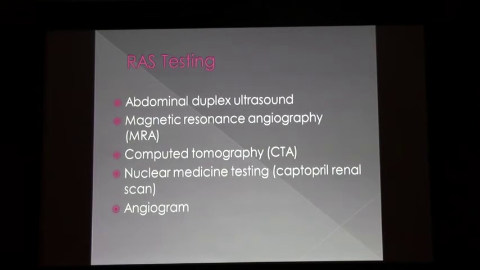Ways of testing for a renal artery stenosis: abdominal duplex ultrasound, MRA, CTA. There is a nuclear medicine scan that they're able to do, and also an angiogram. I will happily tell you that I've not done a captopril scan since I came to this place in 1997. So that's put up for historical purposes. The other tests are done, just not as frequently. The CTA is probably the most common way that we screen renal arteries in this institution.